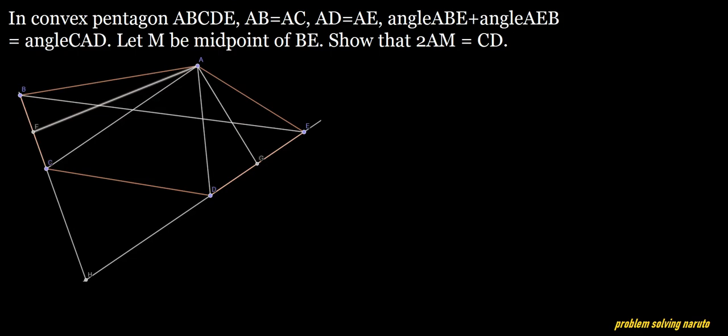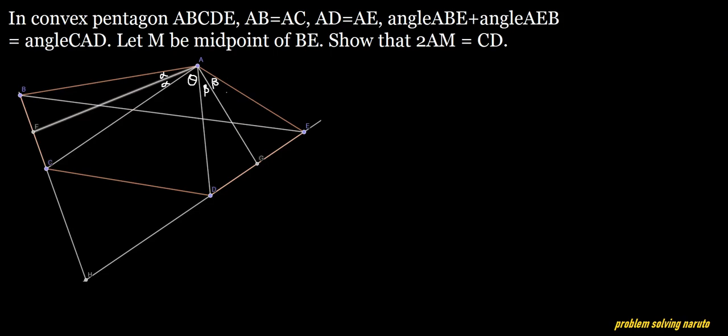So let's name some angles. Let's call this angle CAD theta, and let's call this angle alpha. Then of course this is the perpendicular, and you have an isosceles triangle, so this will be alpha as well. Similarly, these two angles are the same.